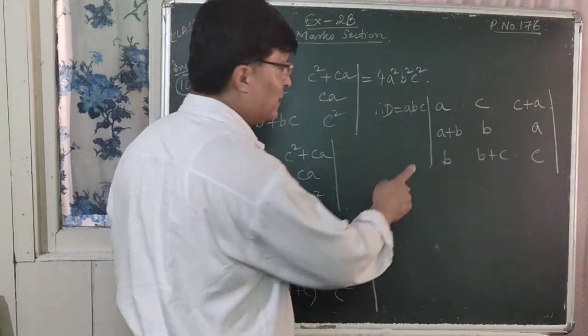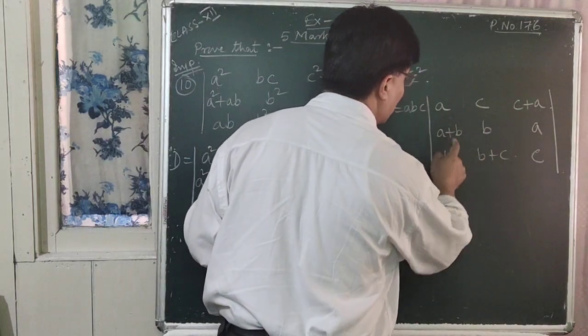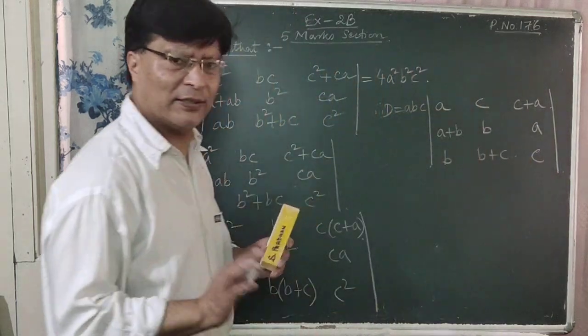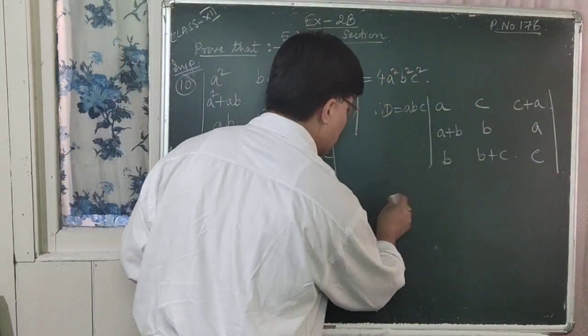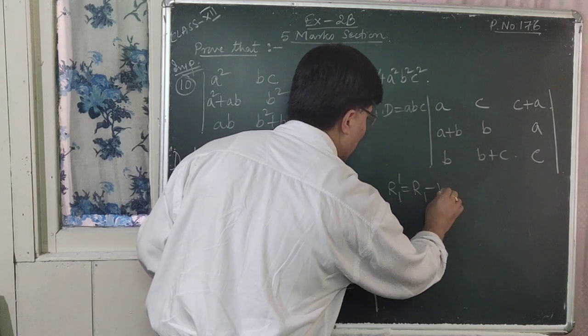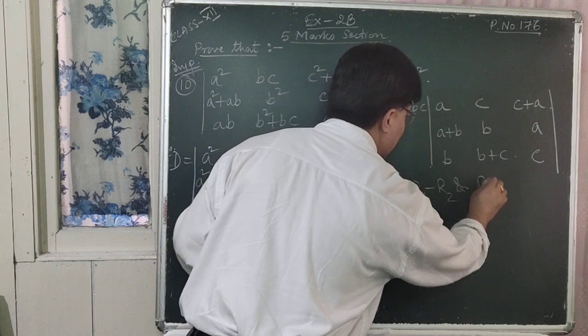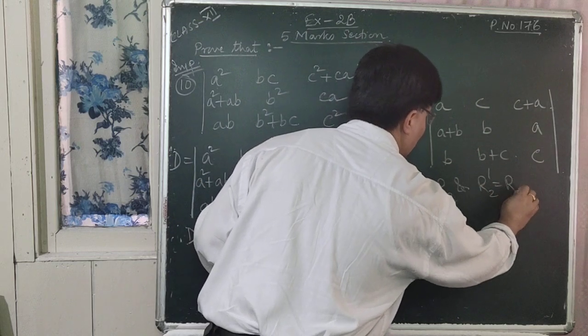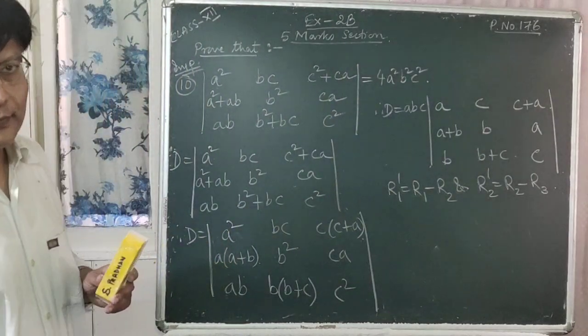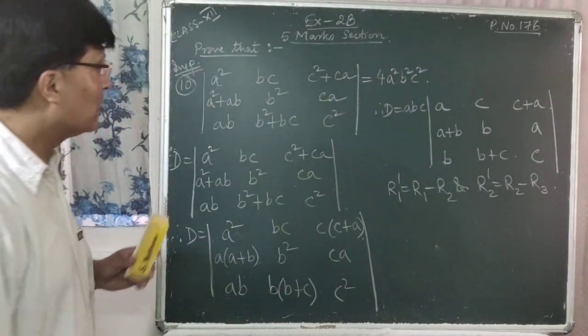Okay, let's do this one. Then again R2 dash is equal to R2 minus R3. This is A, this is minus C, this is A minus C. Okay, so let's use this property now. R1 dash is equal to R1 minus R2, and R2 dash is equal to what? R2 minus R3. Is that clear now?